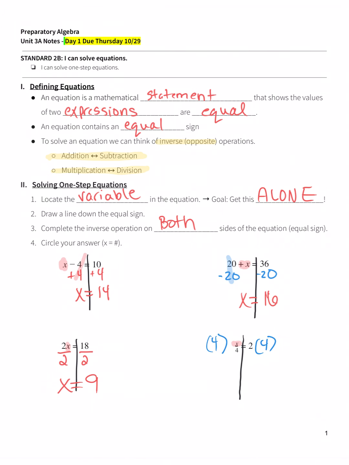When we do this, we now are left with 4 times 1/4, 4 divided by 4, which is equal to 1. So now we just have x on this side. And over here, we have 2 times 4, which is 8. So x is equal to 8. Okay, make sure you have all of this in your notes.